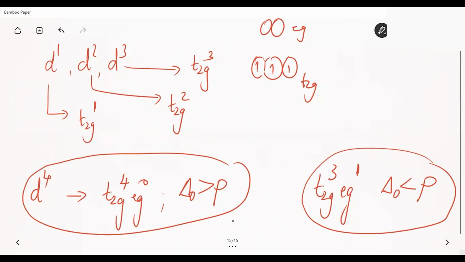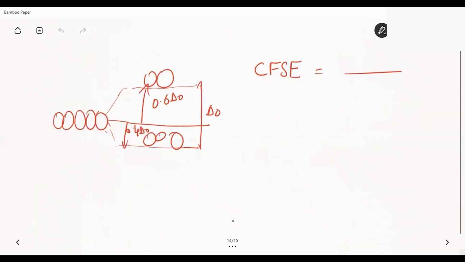d4. Whenever we reach d4, we have to choose between two. So we have to consider delta O, that is the splitting energy, as well as the pairing energy. If delta O is very great, it will prefer to what? Pair. If delta O is less, then the fourth electron will jump to Eg. That is the thing. Okay. Hope you understand.